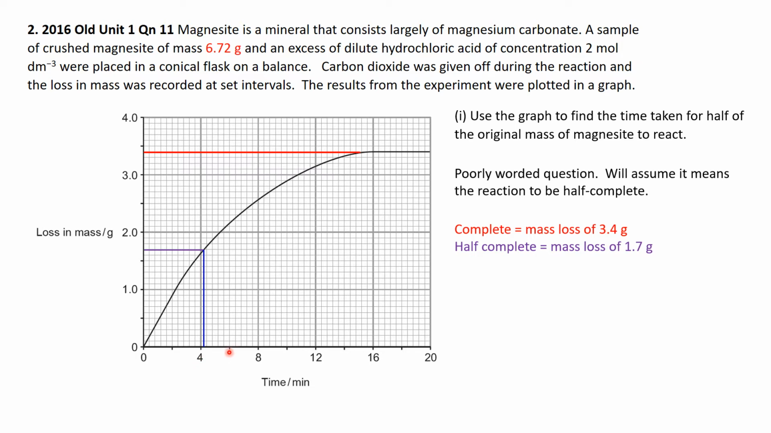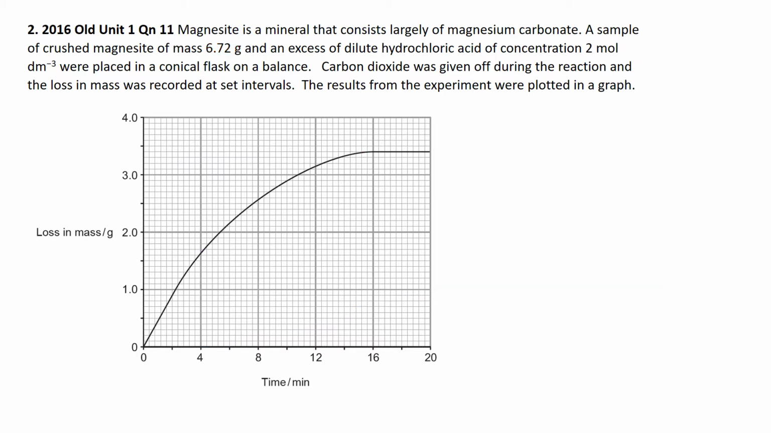Okay, so this is 6. So 5 squares is equal to 2 minutes. So when you work that all out, it's about 4 minutes and 12 seconds. Terribly worded question. So anyway, now we're off to another part of it.